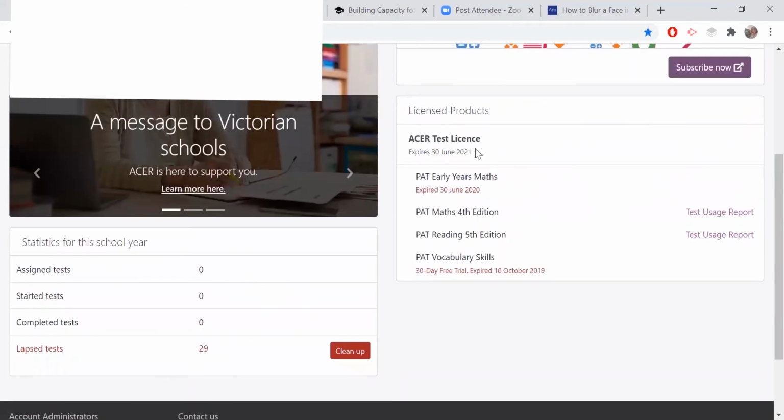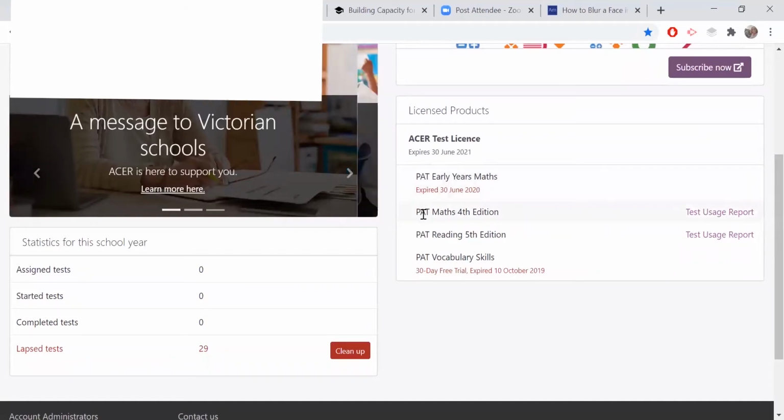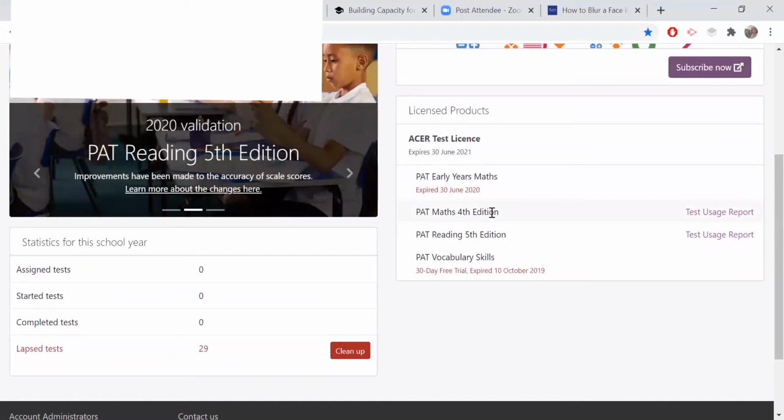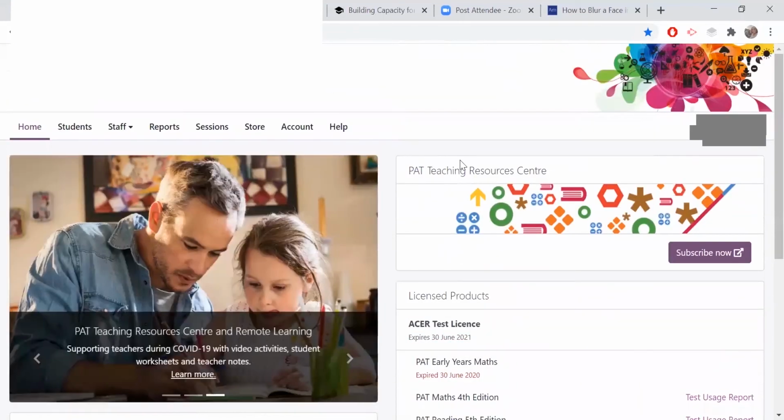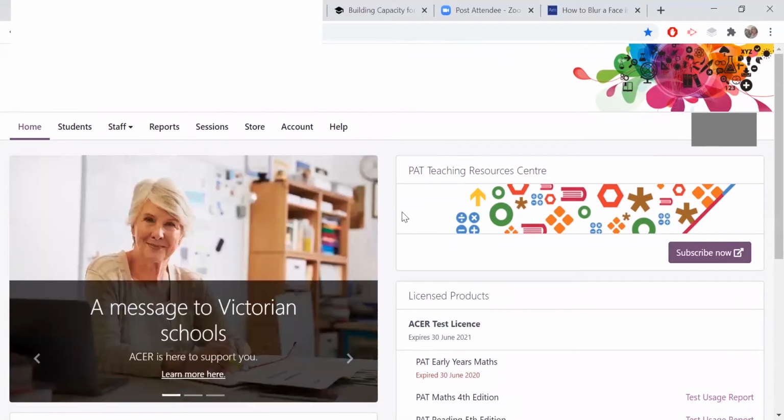The products that I have on my license: early years maths, PAT Maths 4th edition, which is the standard, reading and vocab. The PAT Teaching Resources Centre, it's worth having a look at. You'll notice that during COVID-19, they have some teacher support. Some schools are subscribed to this, some aren't. It is quite expensive, and I can give you information about how to find that sort of information.